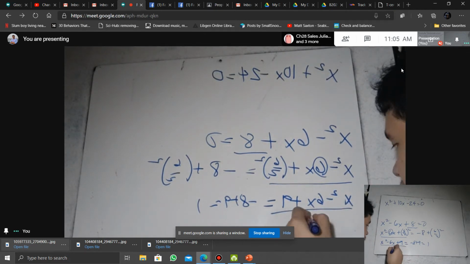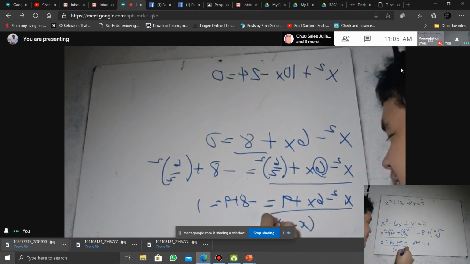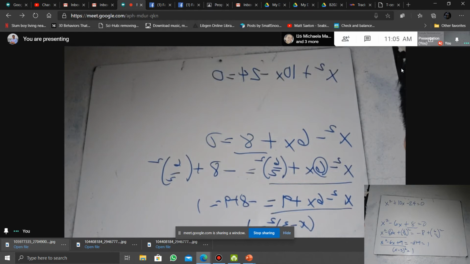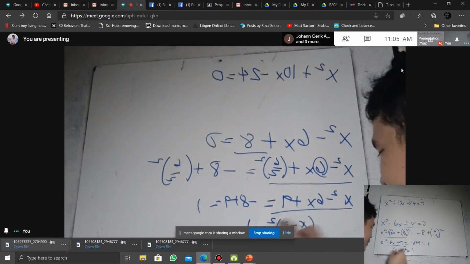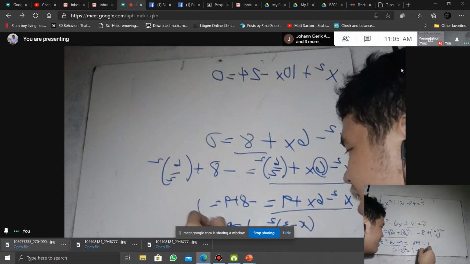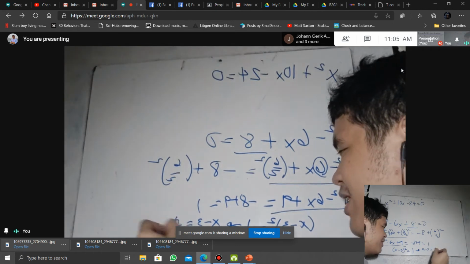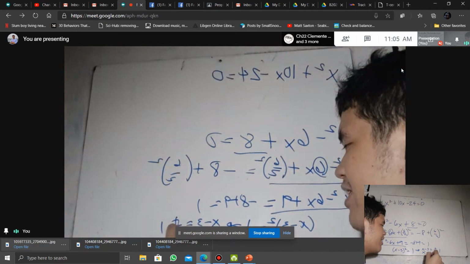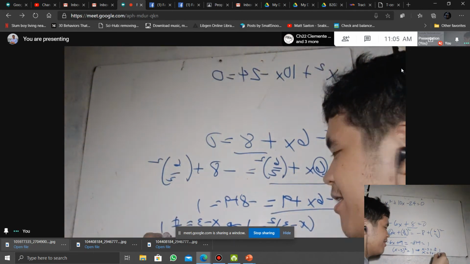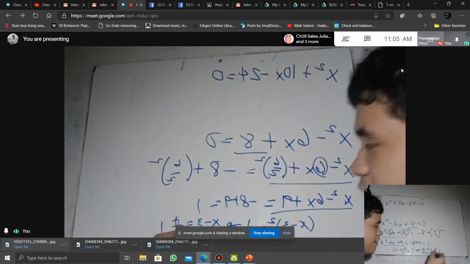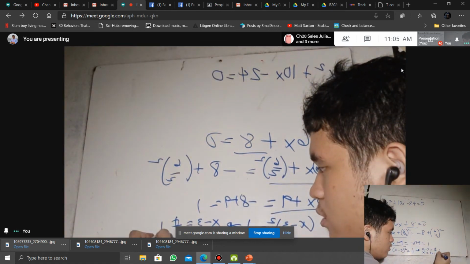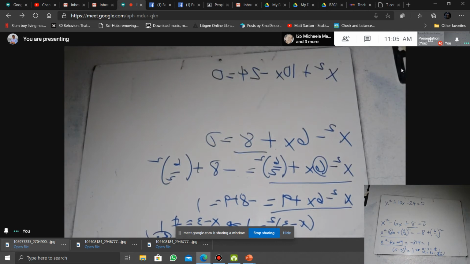Ito ay x minus 3 squared. Tama? Equals 1. Take the square root of both sides. x minus 3 equals plus minus 1. x equals 3 plus minus 1. Which is 4 and 2. Ayan, nag-gets ba guys? Do you remember na? Or di pa?